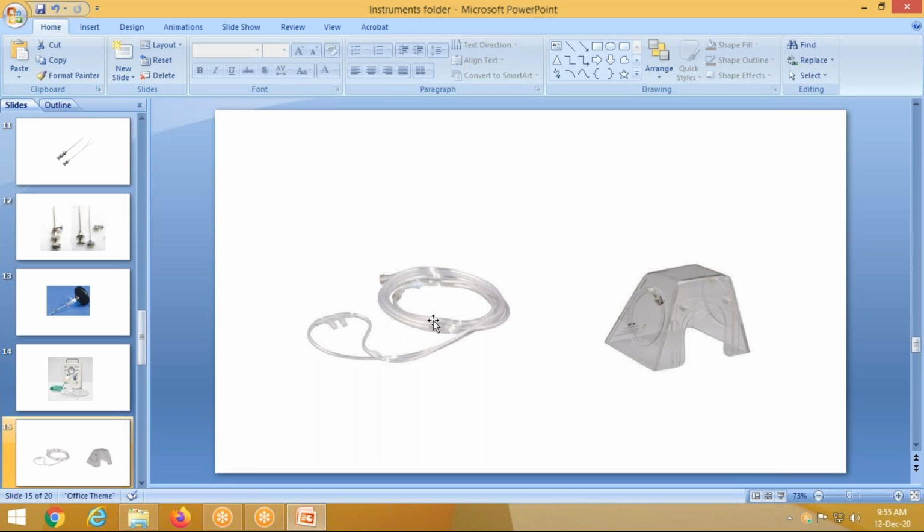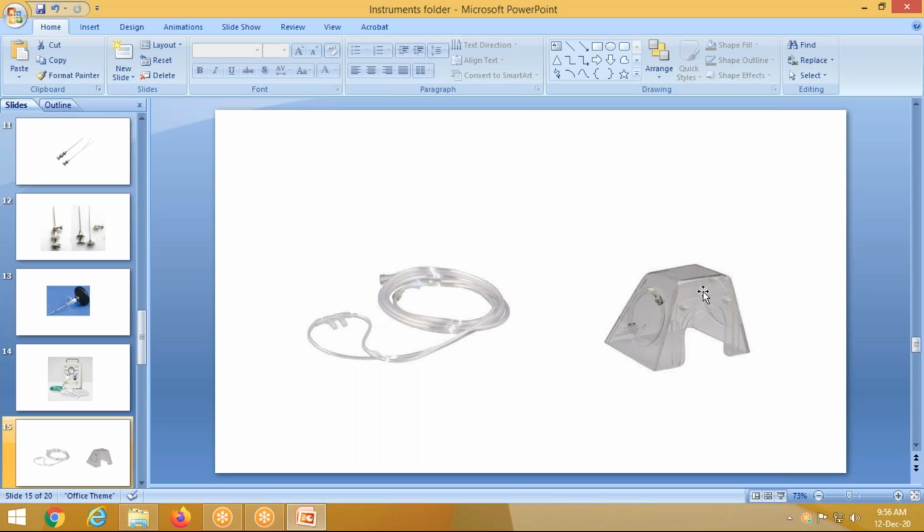Nasal cannula provides about 2 to 4 liters of oxygen per minute. And oxygen hood, you can see this is the oxygen hood. They might be round or square ones, and you can see two vents there. You can open the two vents, you can open one vent, or you can close both vents. Oxygen hood delivers about 4 to 6 or 4 to 8 liters of oxygen per minute, and these are low flow oxygen devices.